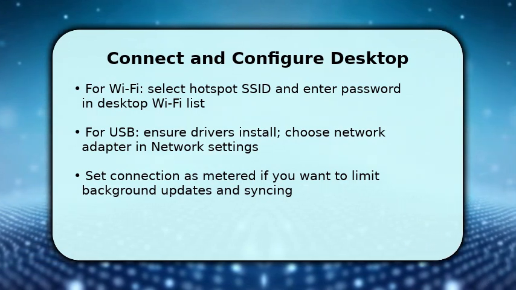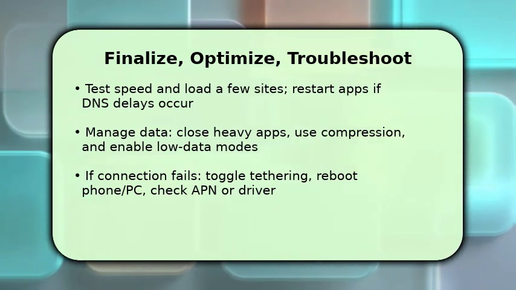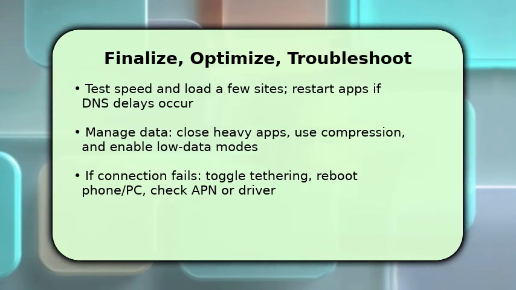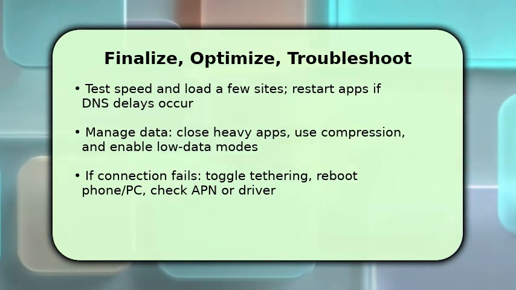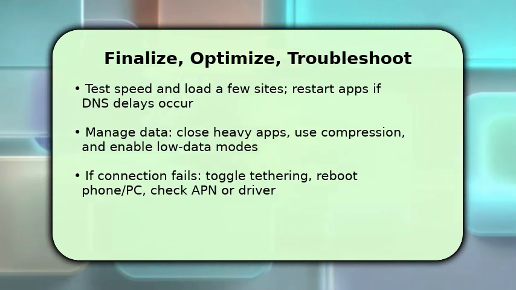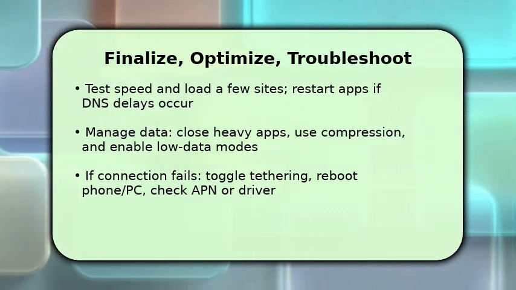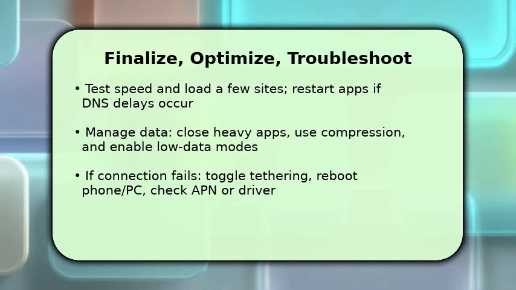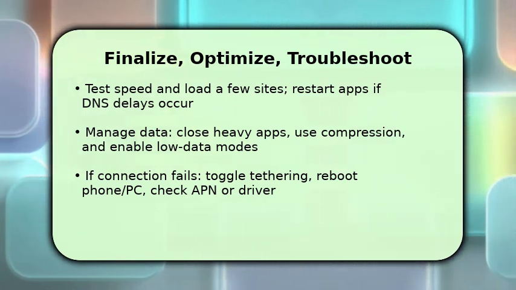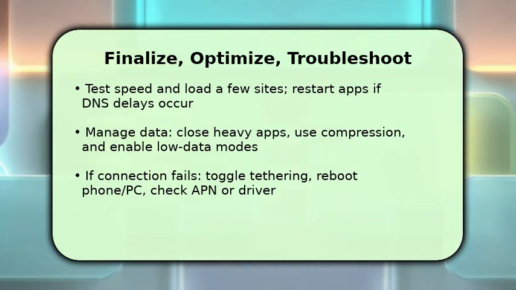To finish, verify stability by loading several websites and a streaming short clip to confirm throughput. Close background sync or cloud apps to conserve mobile data, enable browser data saver, and move closer to the phone for better signal. If pages are slow or fail, toggle the hotspot or USB tethering off and on, restart the phone and desktop, and check your mobile APN and tethering permissions. If drivers are missing on USB, reinstall or use Wi-Fi hotspot as a fallback. That single step often fixes most.